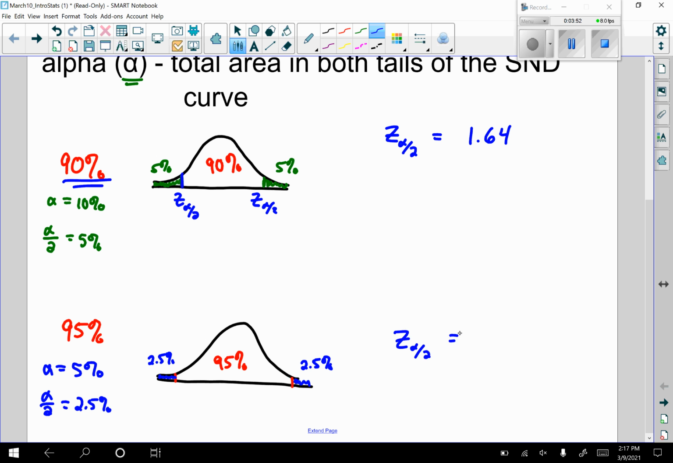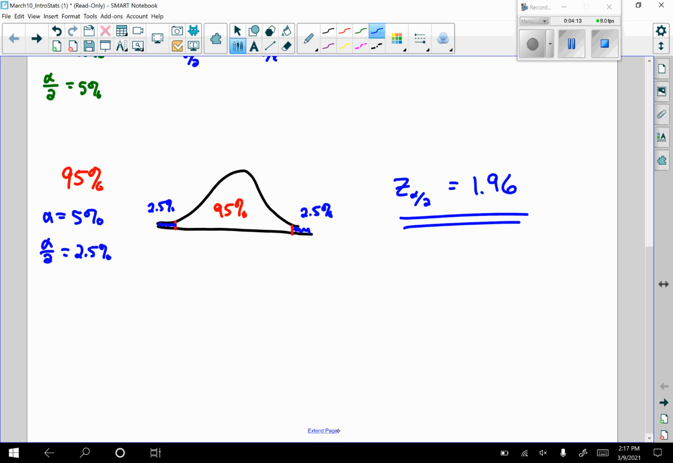Go back to menu 553. We have to type in 0.025. And z sub alpha over 2 becomes a 1.96. Now what's nice is they're going to be this every single time. So if you just keep track, write these down, we don't have to keep finding them every single time.